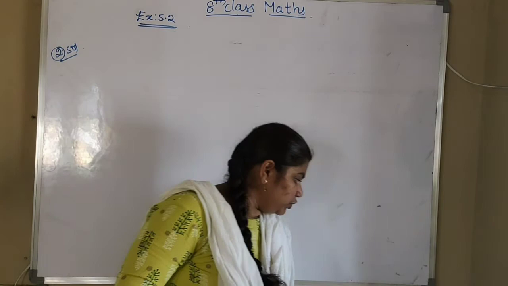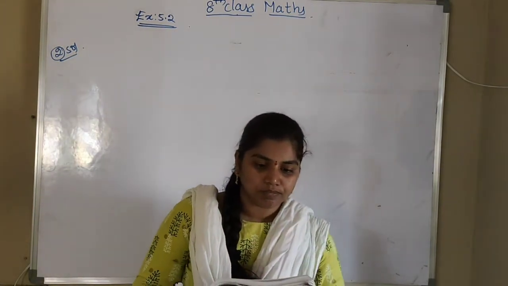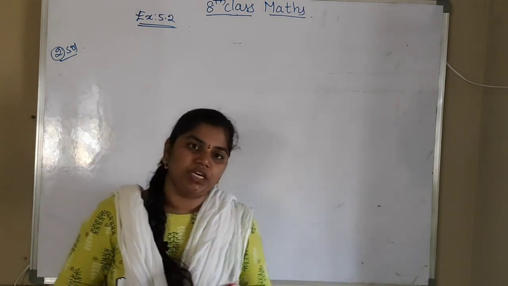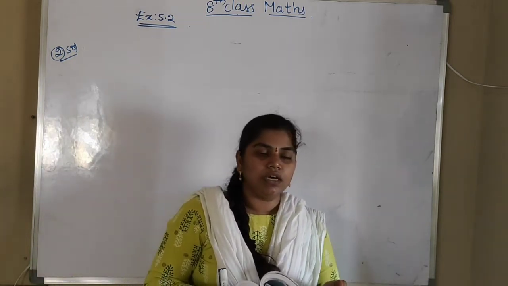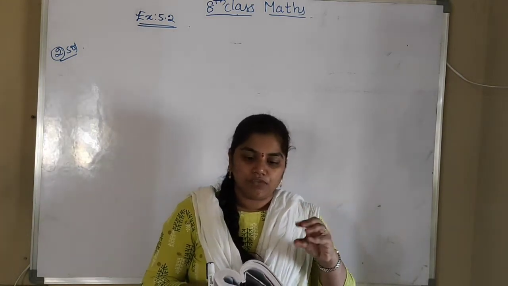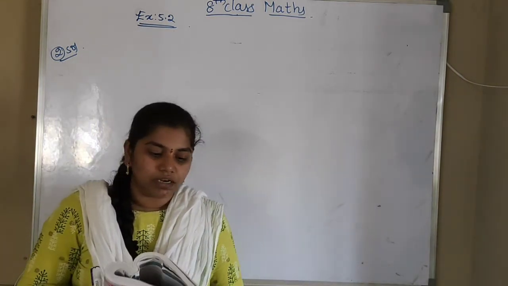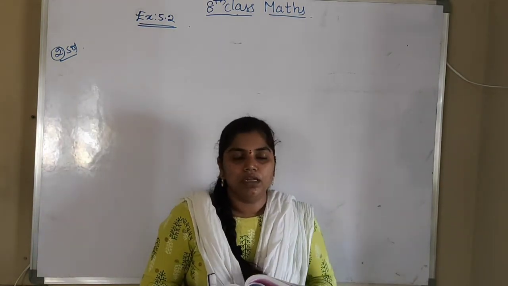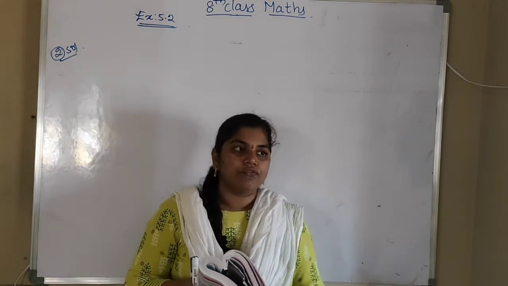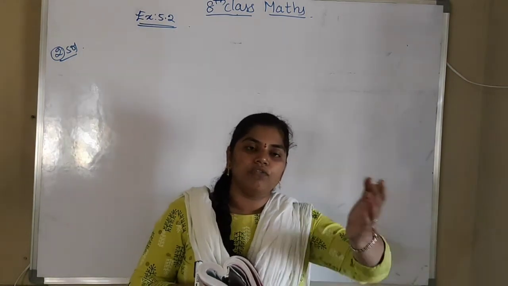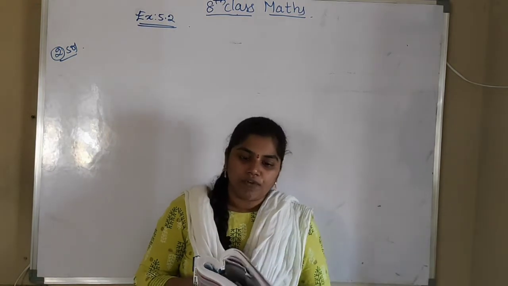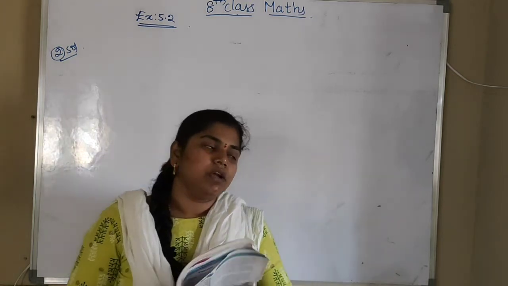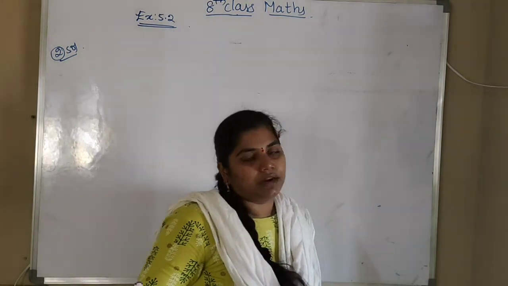So what is the second question? A owner increases the rent of his house by 5% at the end of each year. After the end of every year, he is increasing the rent by 5%. If currently its rent is 2,500 per month, how much will the rent be after 2 years? We have to find what the rent will be after 2 years.